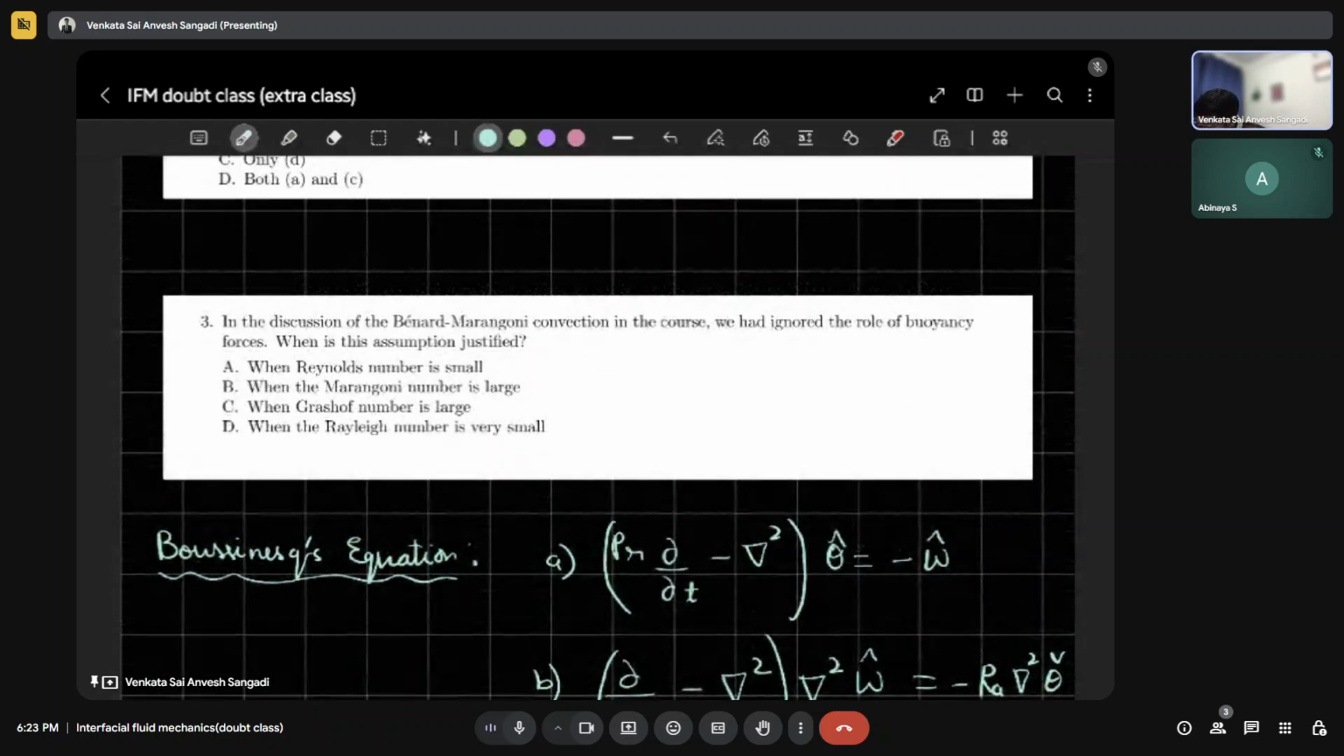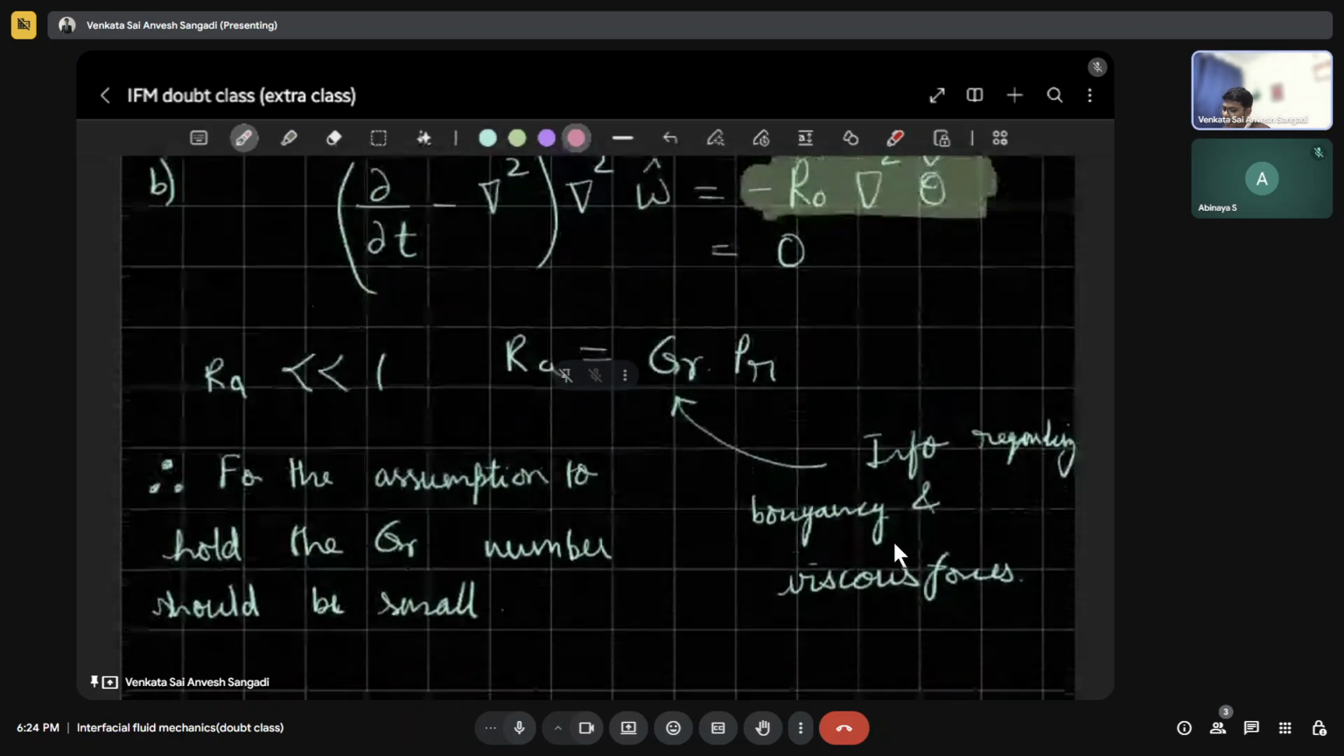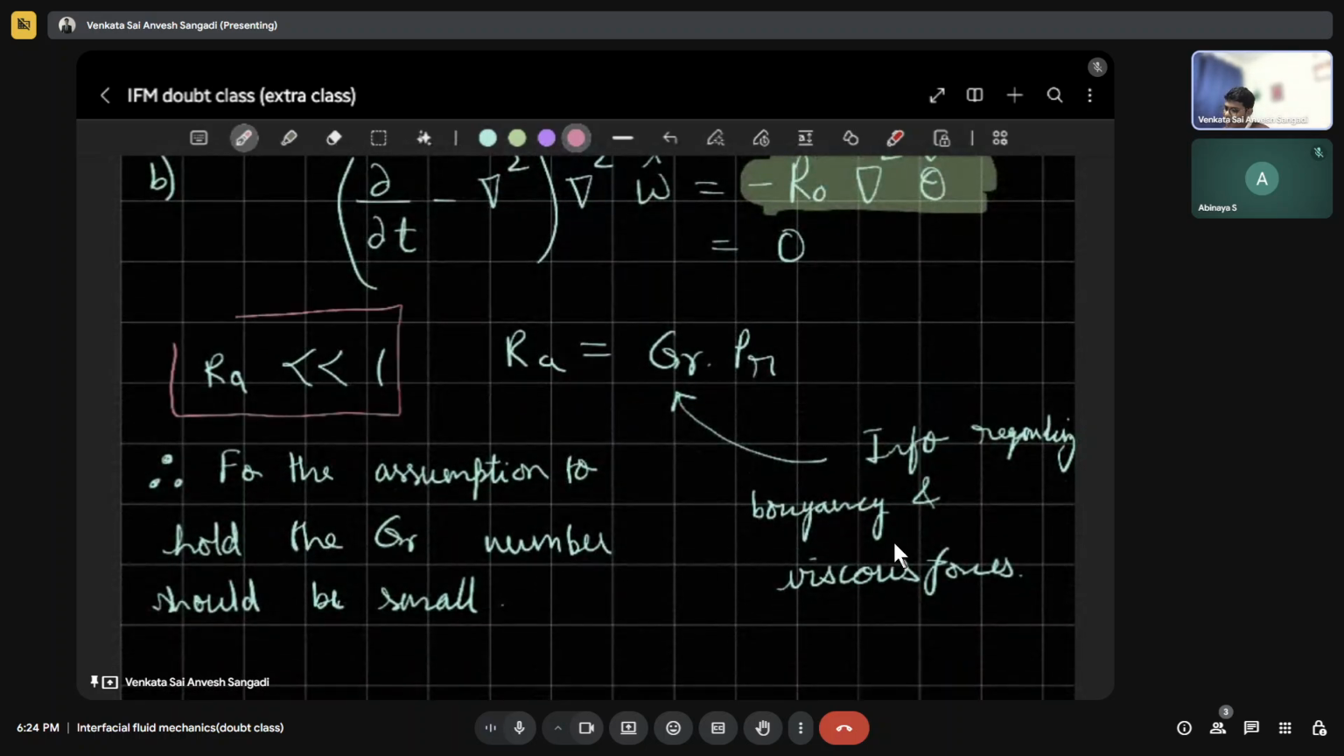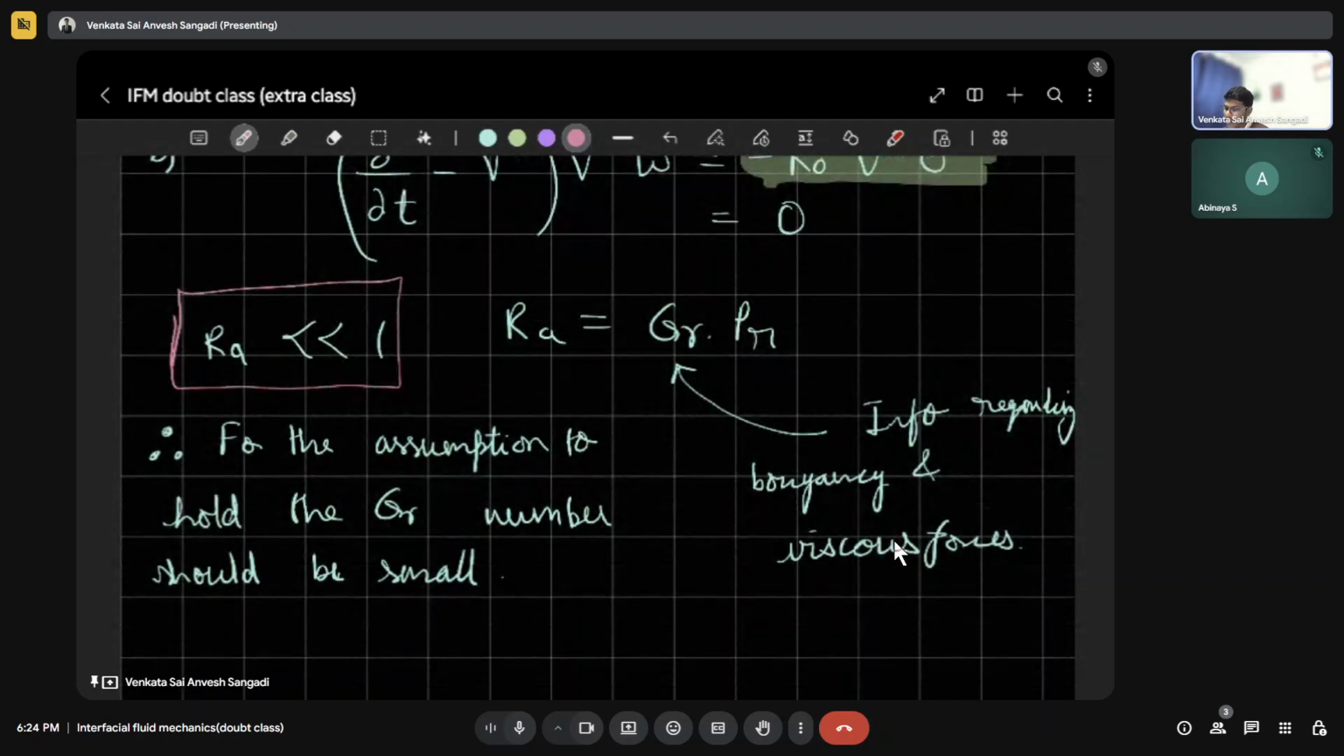So the correct option is that the Rayleigh number is small. So option D is the correct option. The rest of the options, Reynolds, Marangoni number, Grashof number, these conditions are wrong. So the correct option is where the Rayleigh number is small. Let's look at the next question.